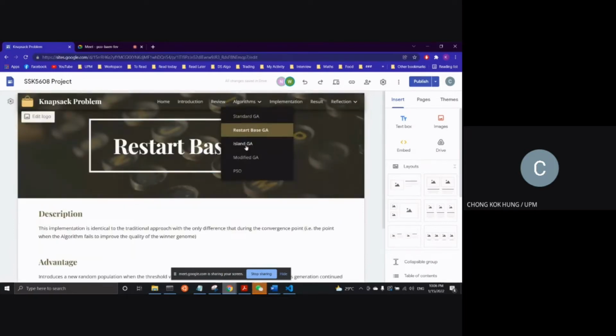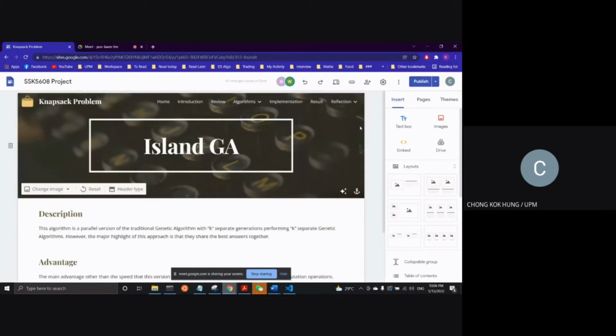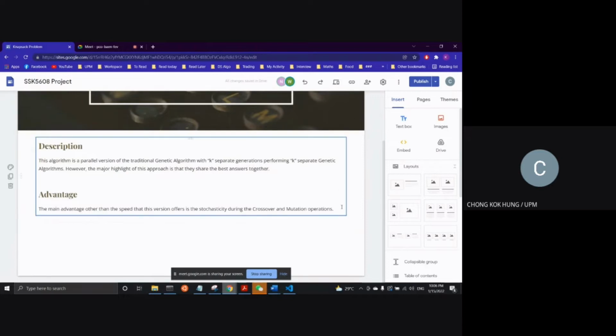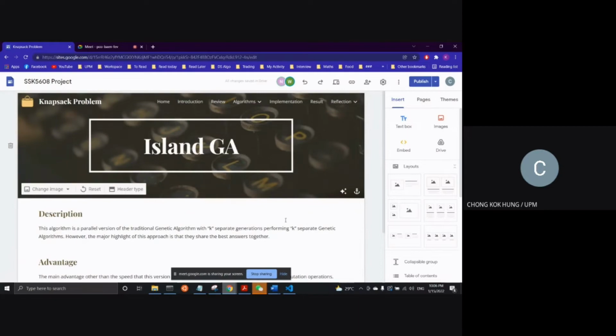The third algorithm that we are going to use is called the island genetic algorithm. This algorithm is a parallel version of the traditional genetic algorithm with k separate generations performing k separate genetic algorithms. However, the major highlight of this approach is that they share the best answers together. The advantage of this algorithm is that, other than speed, this version offers stochasticity during the crossover and mutation operations. I'll pass to Li Dongyang.